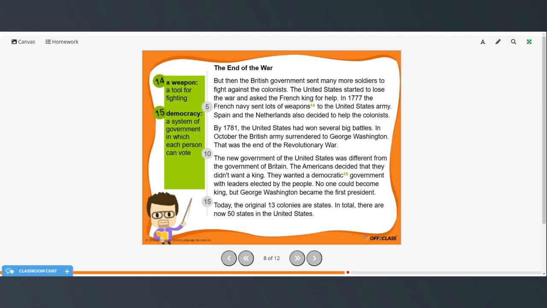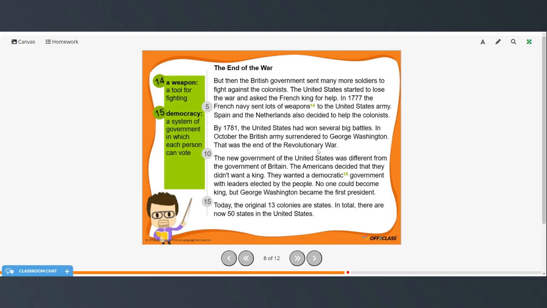The end of the war. But then the British government sent many more soldiers to fight against the colonists. The United States started to lose the war and asked the French king for help. In 1777, the French Navy sent lots of weapons to the United States Army. Spain and the Netherlands also decided to help the colonists.